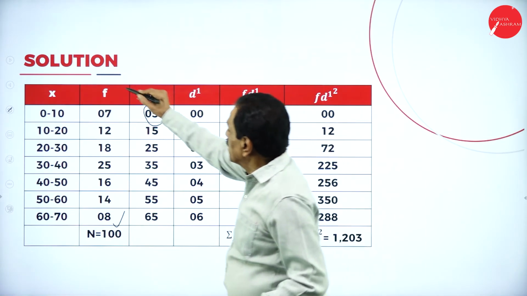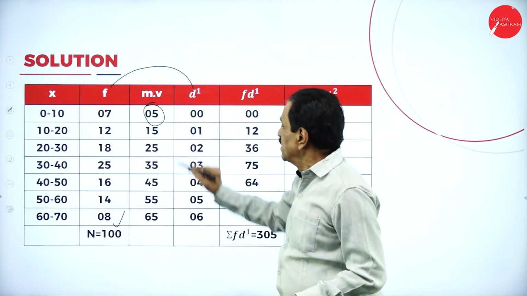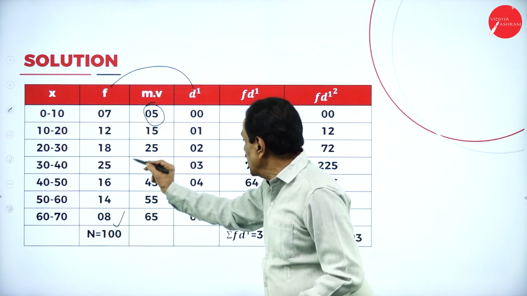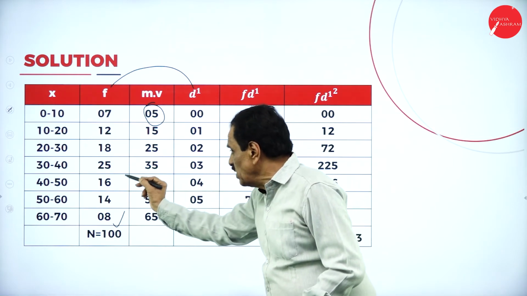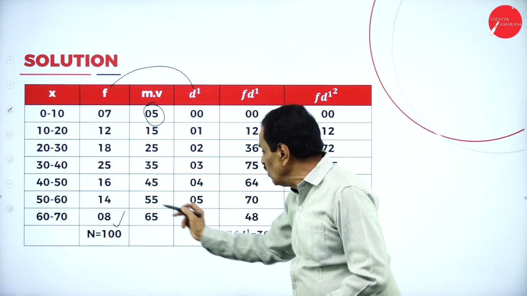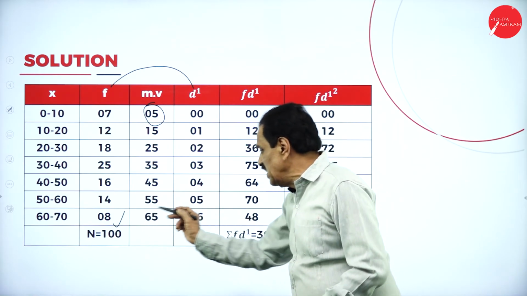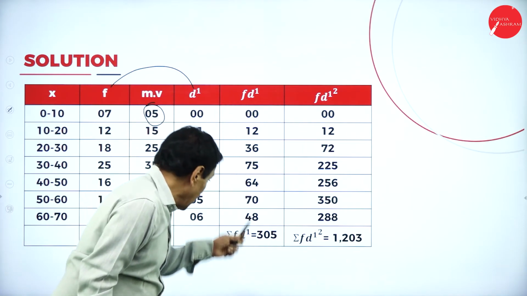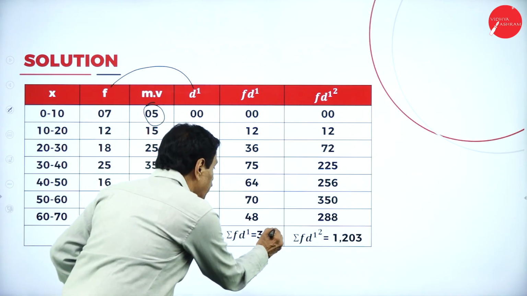Then what is the next step? F into D dash. 7 into 0 is 0. 12 ones are 12. 18 twos are 36. 25 threes are 75. 16 fours are 64. 14 fives are 70. 8 sixes are 48. What is the next step to do? Add the figures. It will be 305.